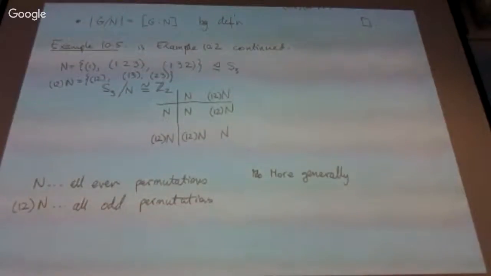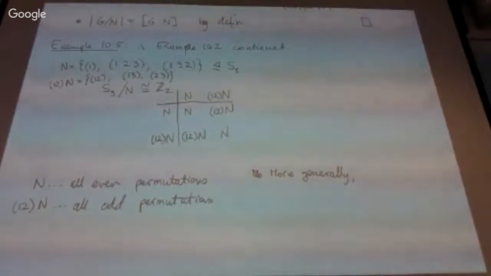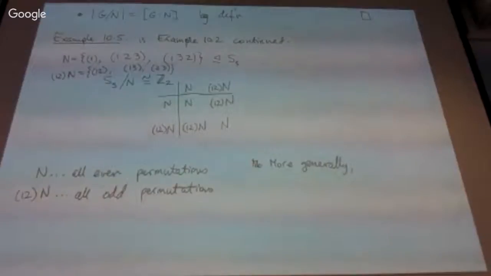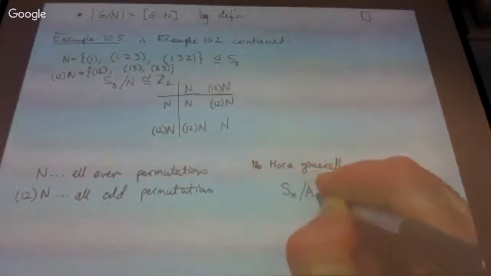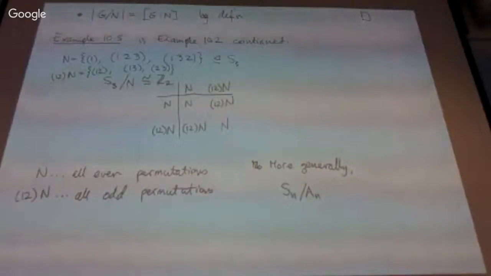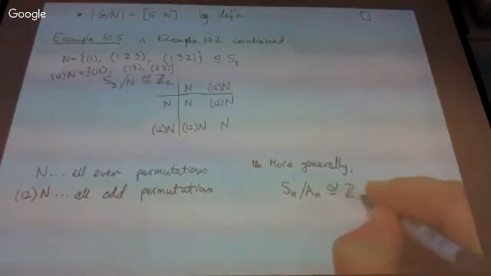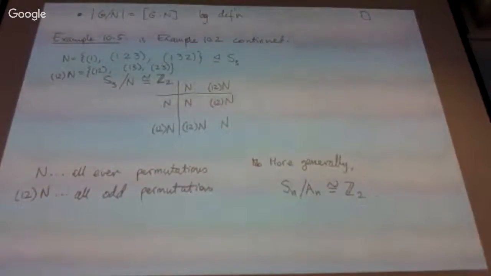I'm trying to tell you that there is a group which is called a factor group. So more generally, one can take the alternating group, that's all the even permutations, and it's always going to be a 2-element group, isomorphic to Z2.